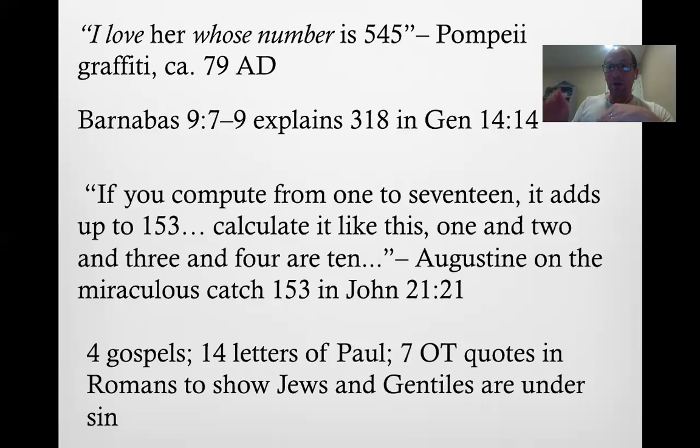He's offering a numerical explanation, a symbolic explanation for that. So he's doing that in the 1st century as well. Augustine in the 4th century, 5th century is doing this as well. He's talking with his church, and this is in a sermon. He says, for the miraculous catch in John 21, look, if you add 1 to 17, it adds up to 153. Do it like this: 1 and 2 and 3 and 4 are 10.